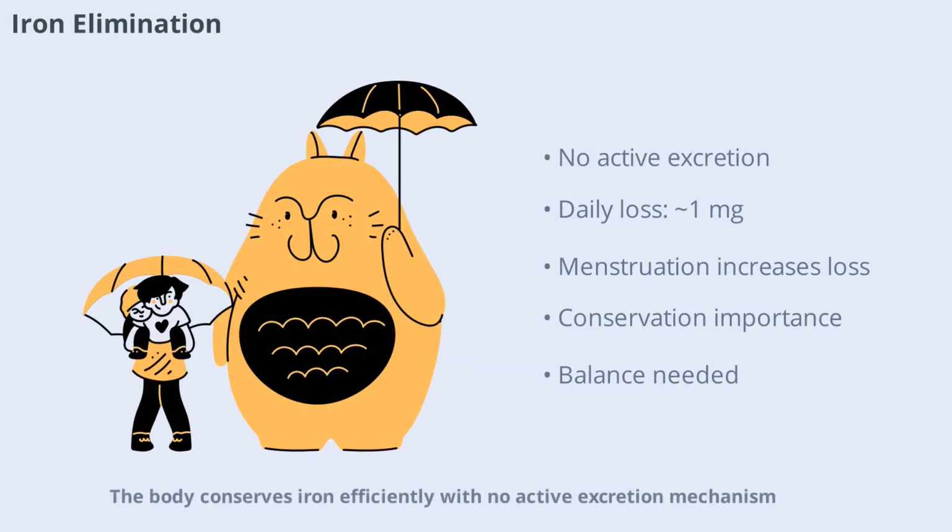The body conserves iron efficiently, with no active excretion mechanism. About 1 mg is lost daily through feces, exfoliated cells, and bile, with women losing slightly more due to menstruation. This conservation underscores the importance of regulating iron intake and absorption to prevent deficiency or overload.